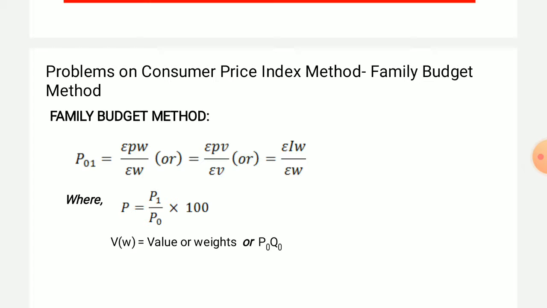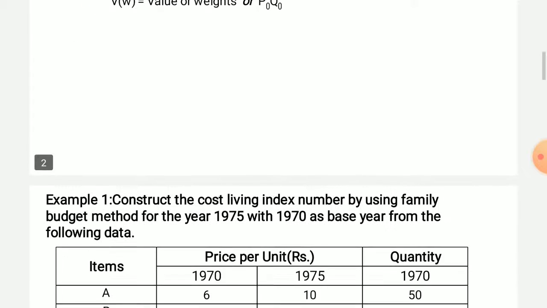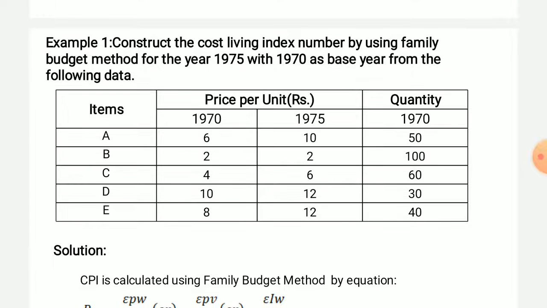Now value V or W is equal to value or weights, or P0 Q0. Therefore P01 is equal to sigma PW by sigma W, or sigma PV by sigma V, or sigma IW by sigma W. Now take the first problem.